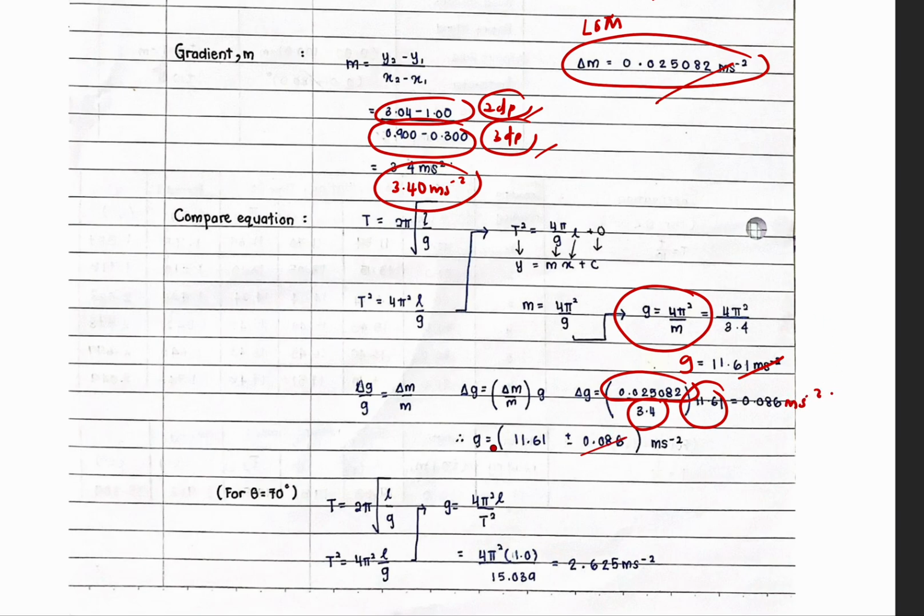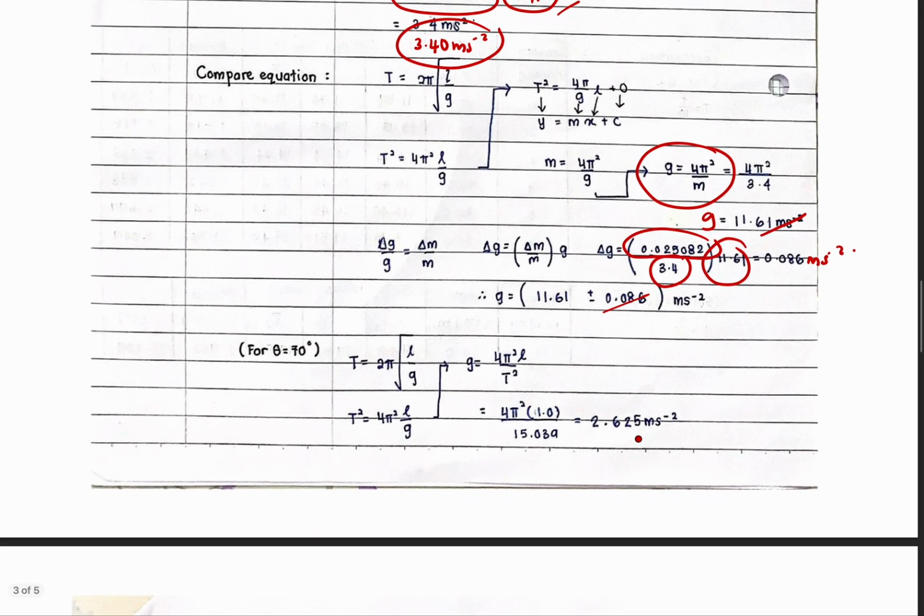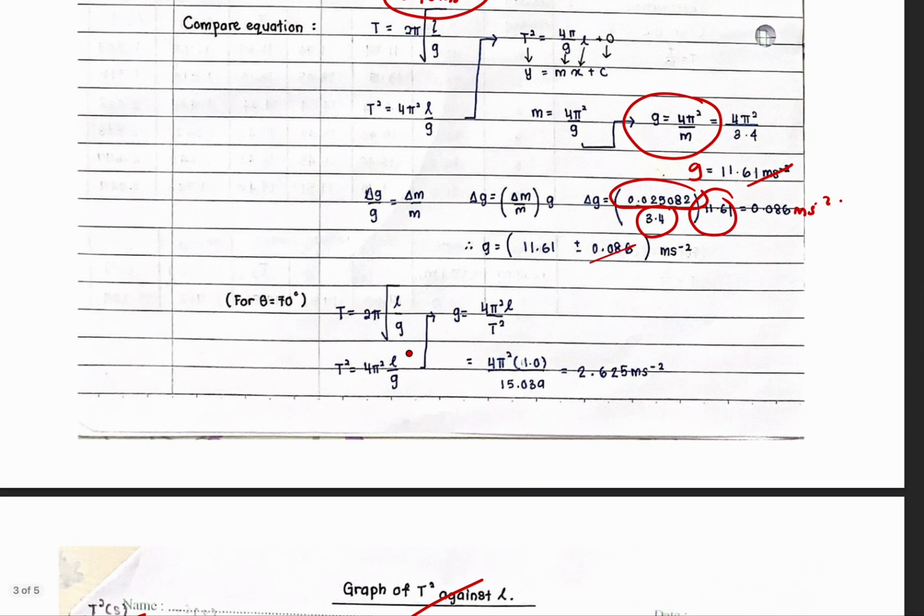Okay, so therefore G is 11.61 dengan uncertainty 0.086 and the unit is ms negative 2. Okay, sebab dia gravitational acceleration. Okay, lepas tu kita buat untuk 70 degree pula. 70 degree kita masukkan dalam equation sahaja. So kita nak cari G, kita guna 4 pi squared L bahagi dengan T squared. Okay, so kita masukkan sahaja nilai your length and then your T squared. Your length kita tukar kepada meter supaya kita dapat your gravitational acceleration in meter per second squared. Okay, so that's for your calculation.